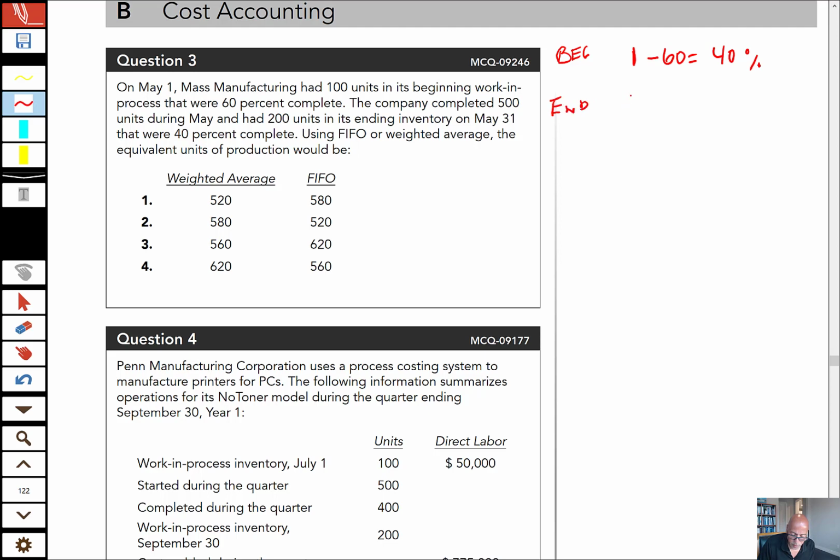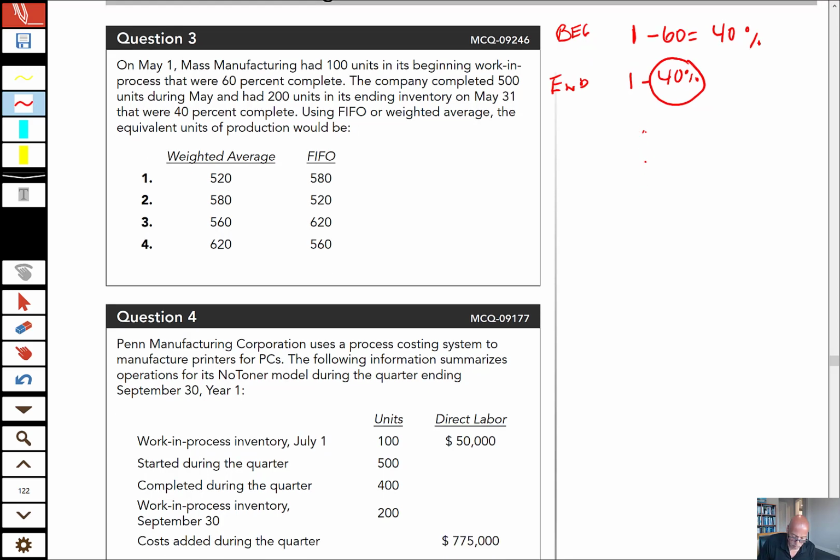And I'm just putting the 1 to represent 100% minus what? Minus the 40% complete at the end of the year means that they have 60% to go, but you've got to be careful. That means they completed what? They completed 40% this year, during the year. So what am I going to do? I'm going to go ahead and, for FIFO, I always think the pen decides to not write for me, right, when I'm in the middle of a thought here. Okay, so for the FIFO, what am I going to do?